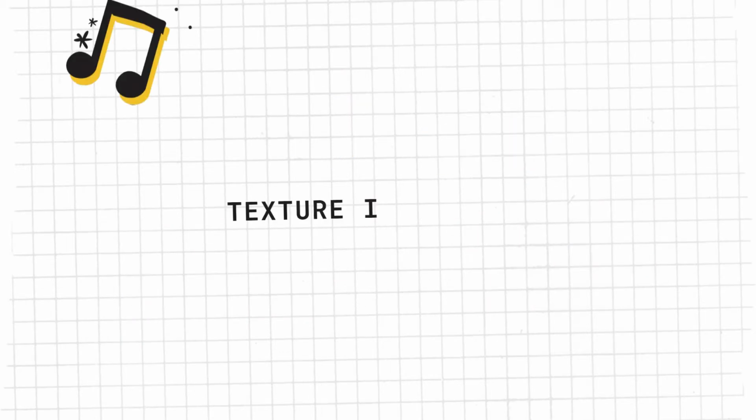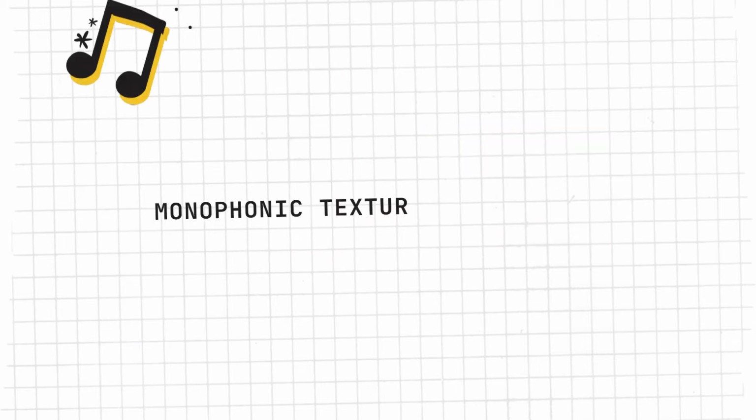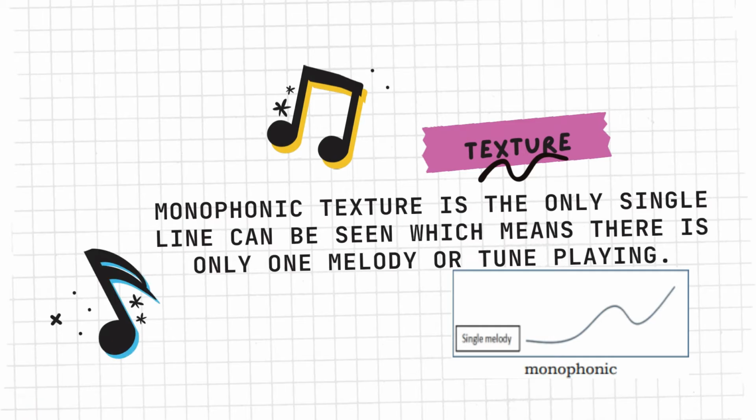Next element of music is texture. Texture is all about the thickness of the sound. There are different types of texture. We have monophonic, homophonic, and polyphonic. For example, in the monophonic texture, only a single line can be seen, which means there is only one melody or tune playing. It is like you are singing alone in the bathroom.